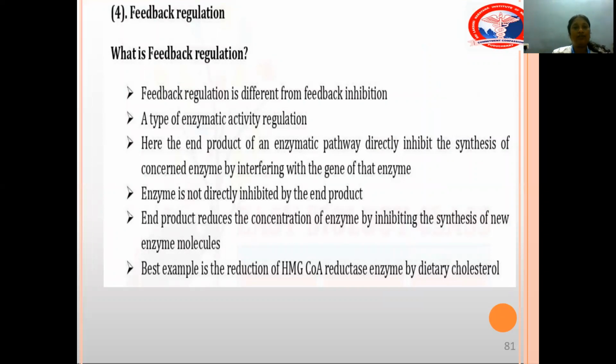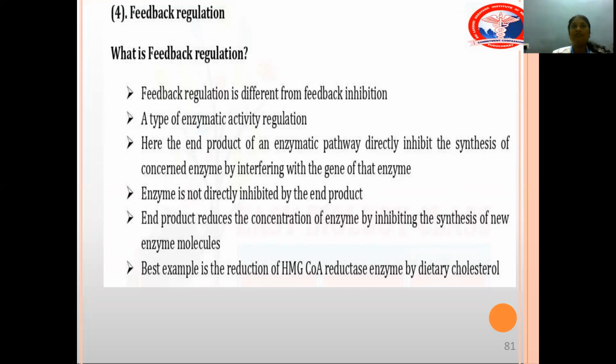The fourth category is feedback regulation. So what is feedback regulation? In allosteric regulation, we have seen feedback inhibition. This is a totally different entity compared to feedback regulation, which is a type of enzyme activity regulation. Here, the end product of an enzyme pathway directly inhibits the synthesis of the concerned enzyme by interfering with the gene.